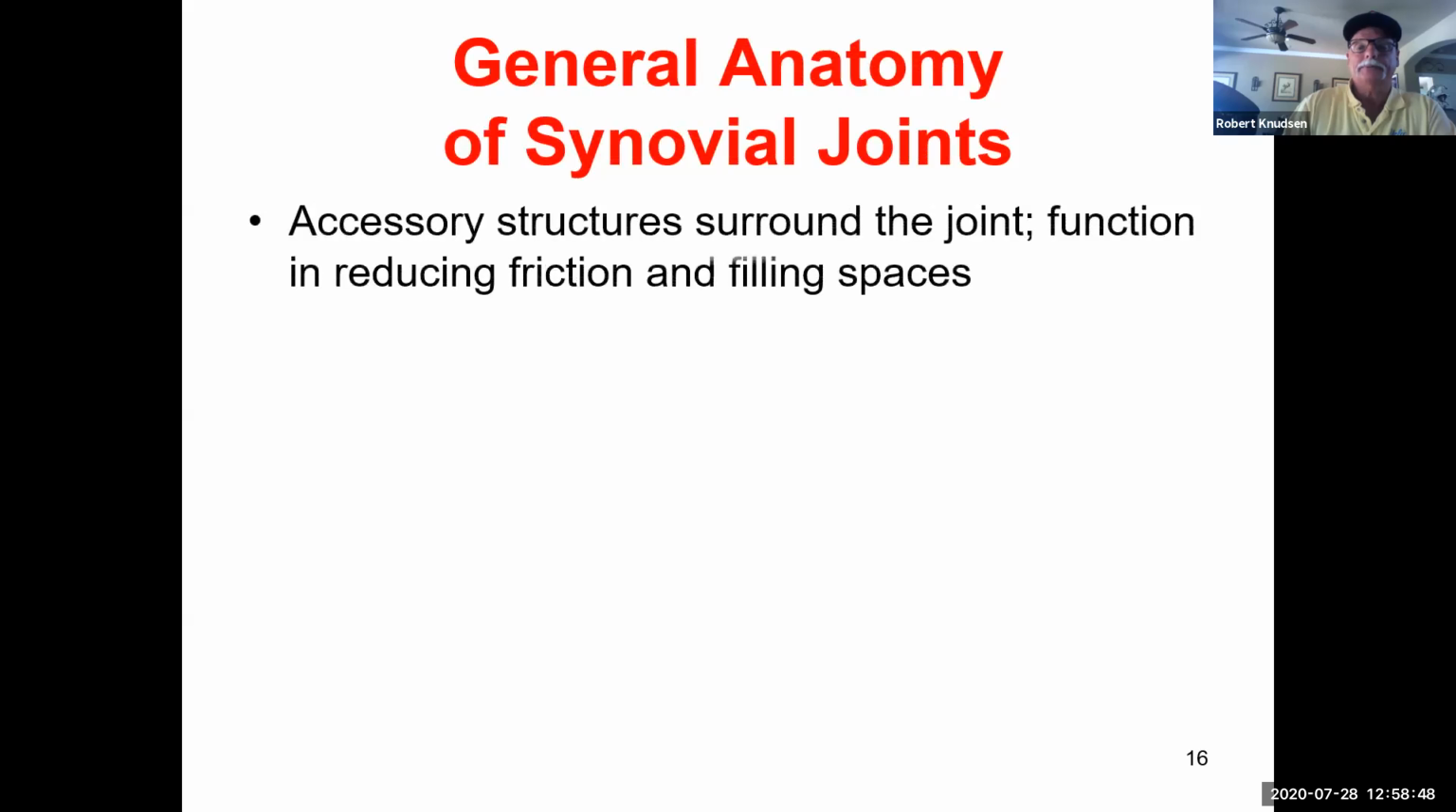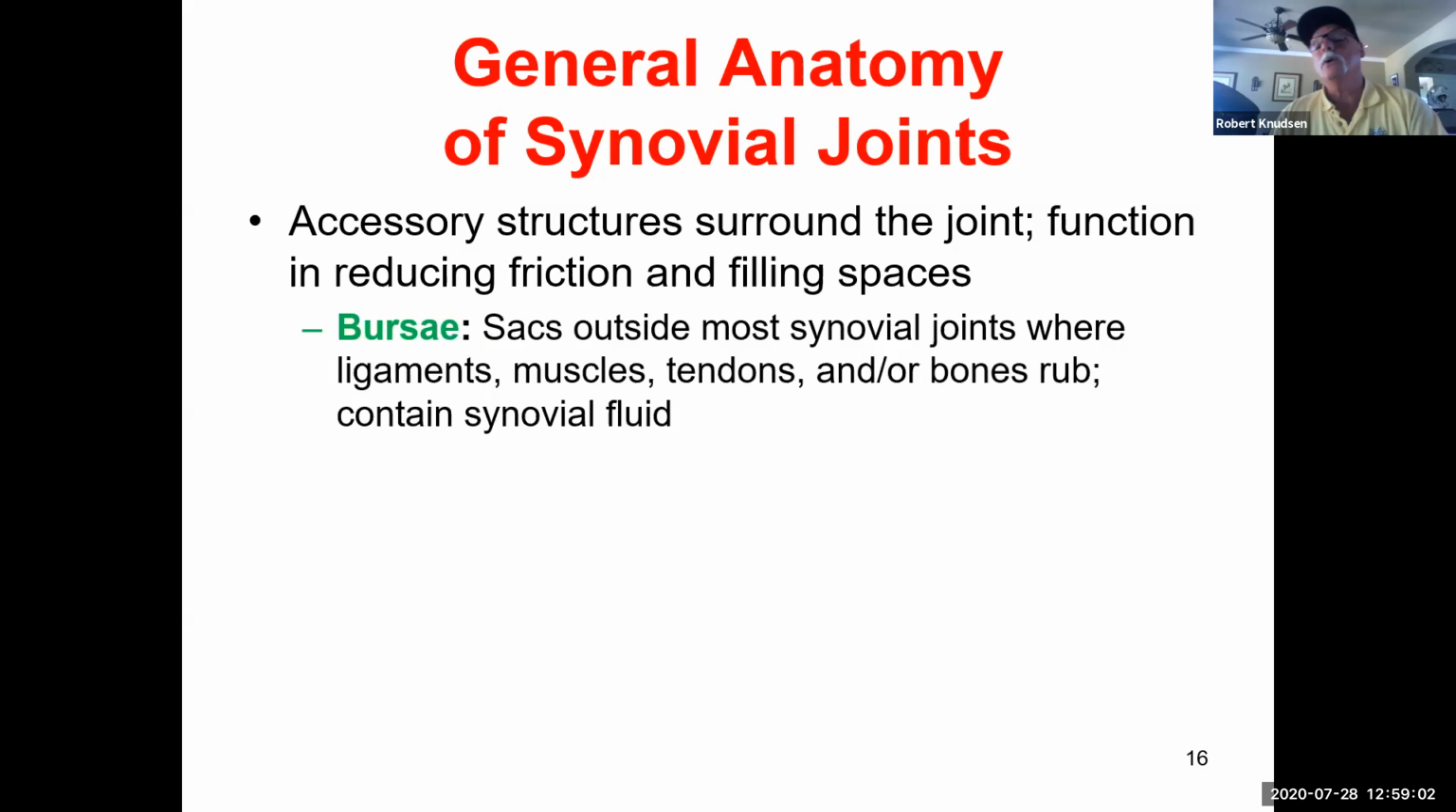What do we have here? Okay, it talks about you want to reduce friction. You're going to do that by articular cartilage and the fluid.